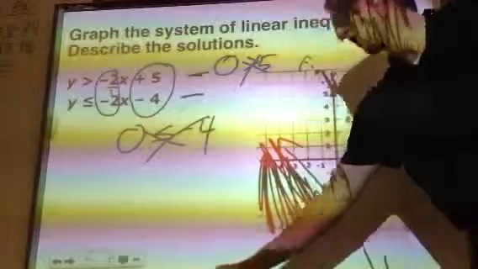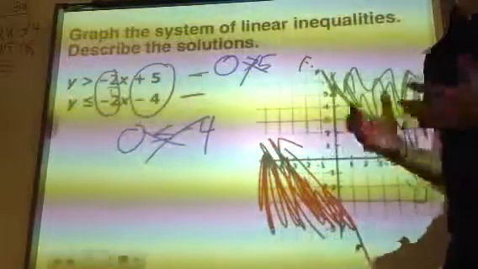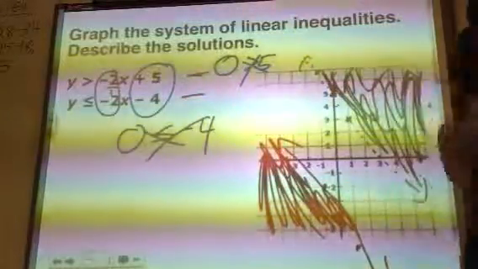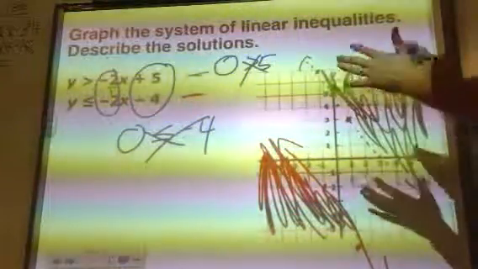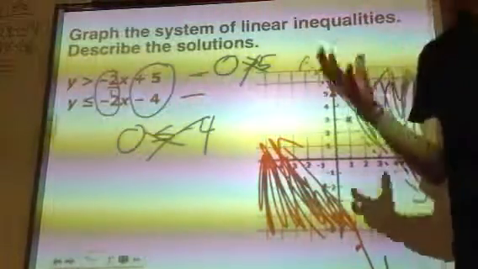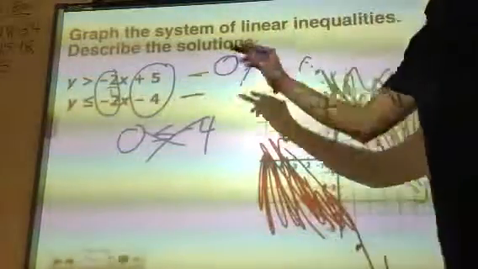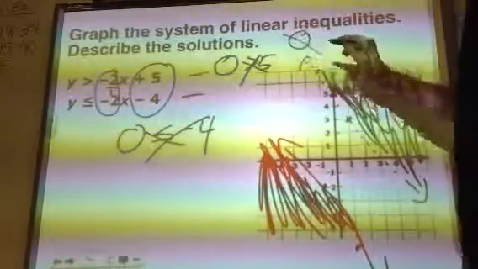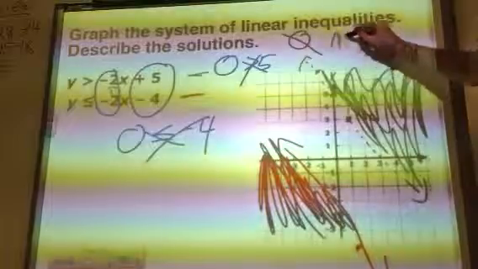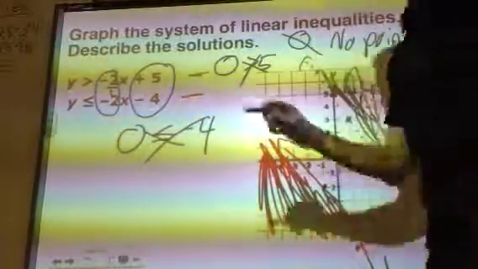Okay, so now, what points make both of these inequalities true at the same time? There aren't any because these shaded regions don't overlap. Nowhere do the solutions of inequality 1 and inequality 2 share any ordered pairs. So, describe the solution. It's going to be none. No points. No points make both of those inequalities true.